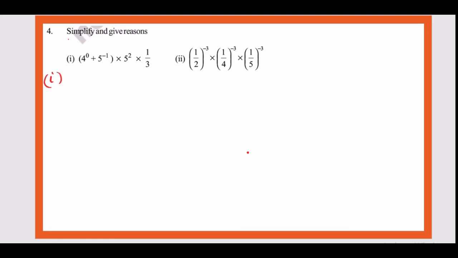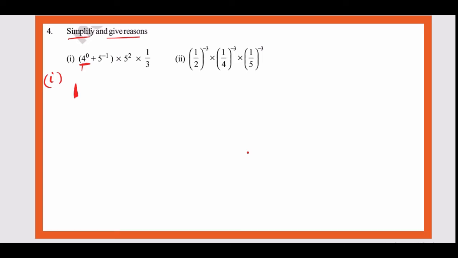So first one: simplify and give reasons. Here I am not going to write the reasons, I am just going to tell you the reason. So just remember that, and based on that you can make your notes, right? Here 4 power 0 means a power 0. So what is the value of a power 0? A power 0 is nothing but 1.